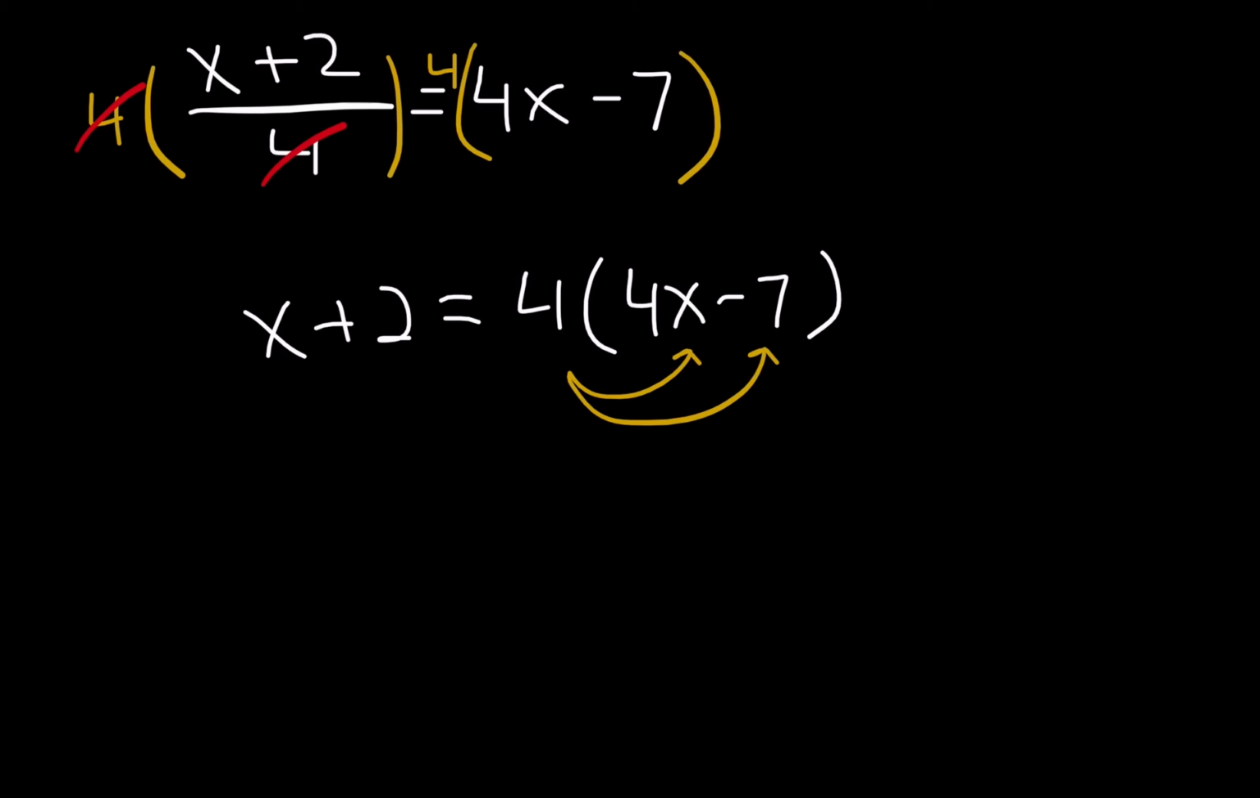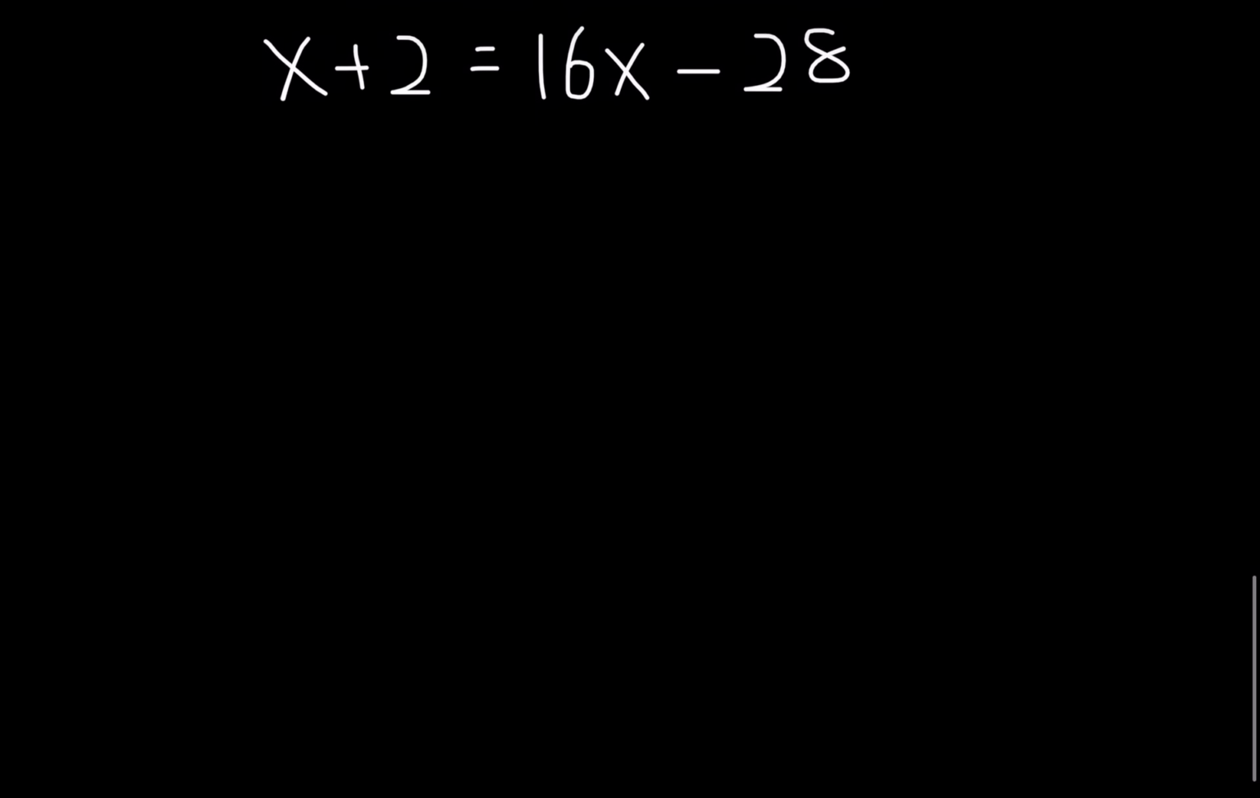So on the left hand side, there's nothing to do. We're still left with x plus 2. On the right hand side, we take 4 times 4x, that gives us 16x, minus 4 times 7, which is 28. Alright, and once again, we have reached our basic form.